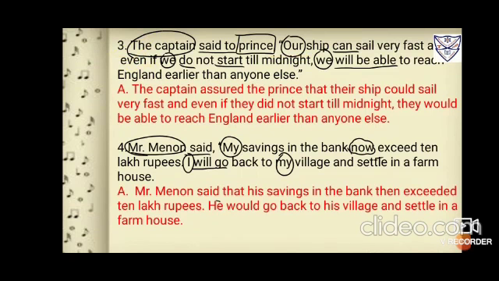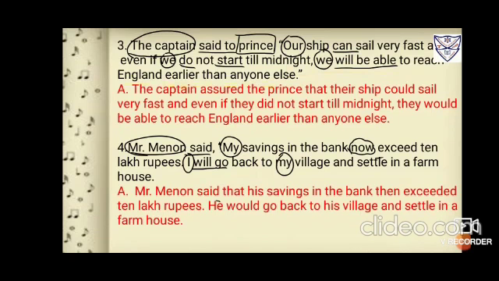Okay, now next is the captain told the prince that, comma gets replaced with "that." Their ship, "our ship" changes to "their ship," could sail very fast, and even if we, so "we" changes to "they" because it is plural, so we have to use "they." Even if they did not start, so it is "did not start." Okay, as I've told you, till midnight, comma, "we" again changes to "they," "will" changes to "would," so it is they would be able to reach England earlier than anyone else.